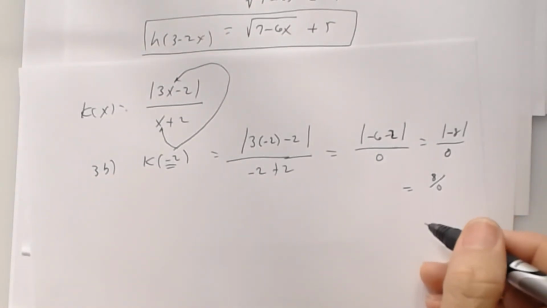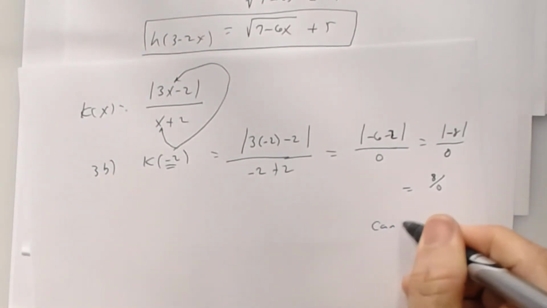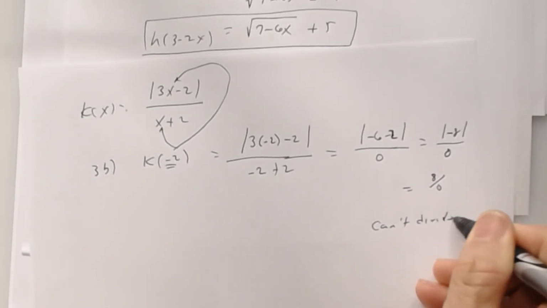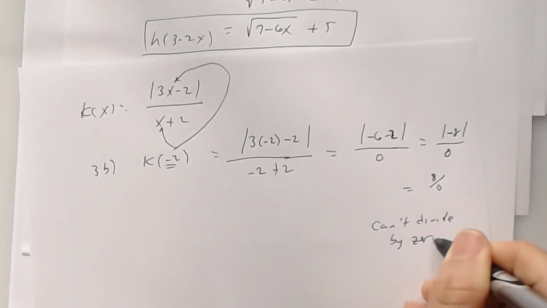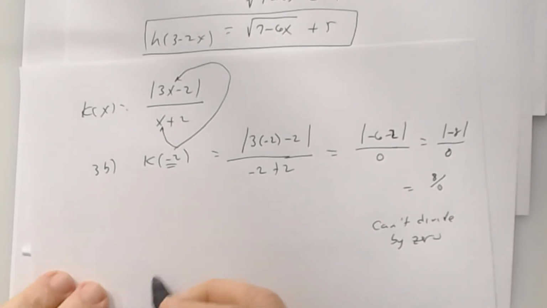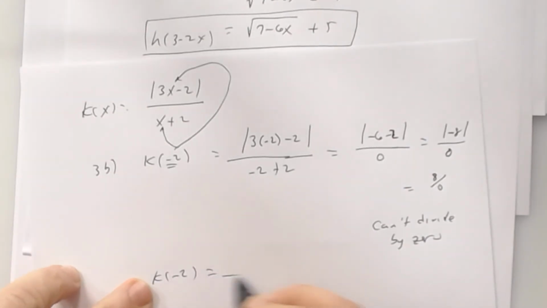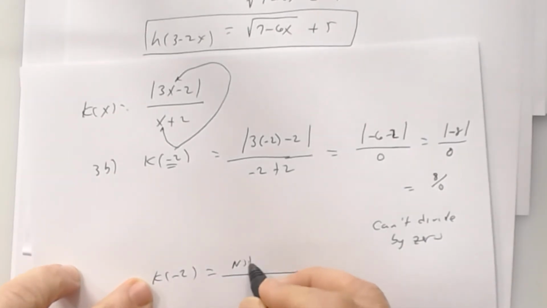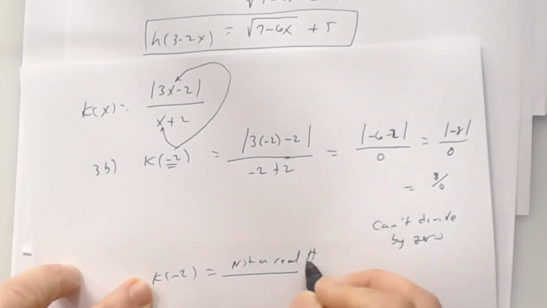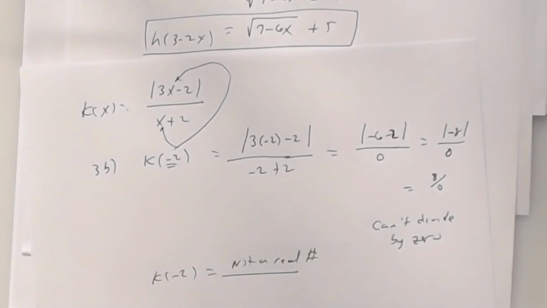Remember, you cannot divide by 0. So you have to say it this way. You're going to say k of -2 equals blank. You're going to say not a real number. That's all you can say. It's not a real number, because you can't divide by 0.